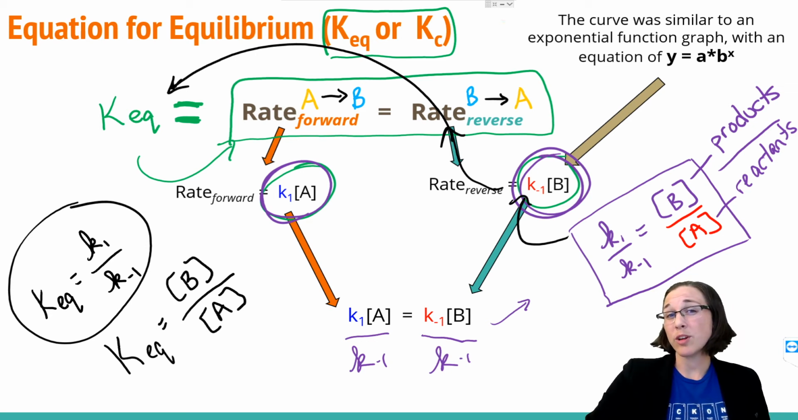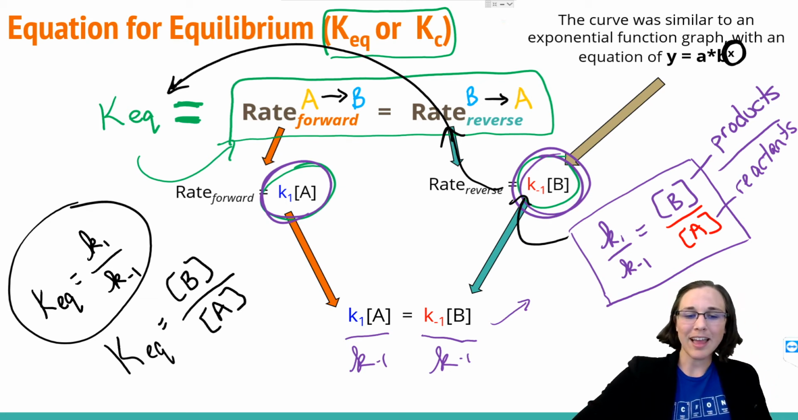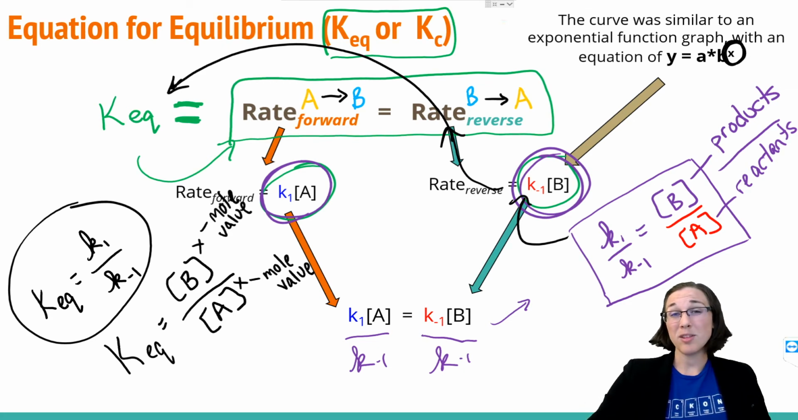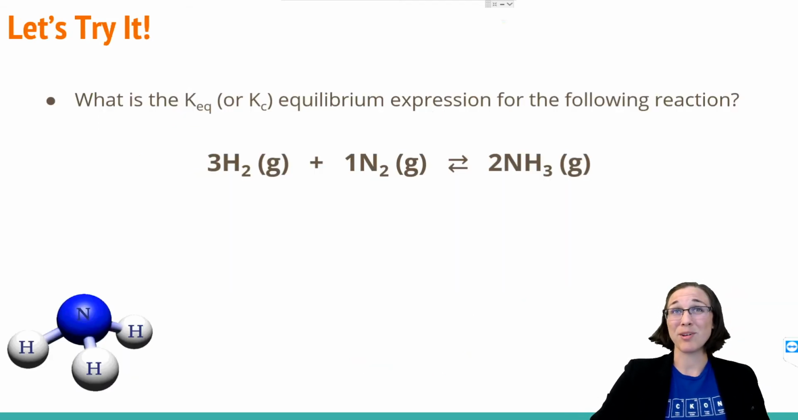Now, the only thing we don't want to leave out here is this little x that we determined from our exponential function graph. That little x is up here in the corner, and that's going to be the mole value tied with the chemicals in the balanced equation. In other words, you're going to have to write a balanced equation and use the coefficients from the balanced equation as exponents in your KEQ mathematical setup. Let me show you what I mean by that with an actual problem.